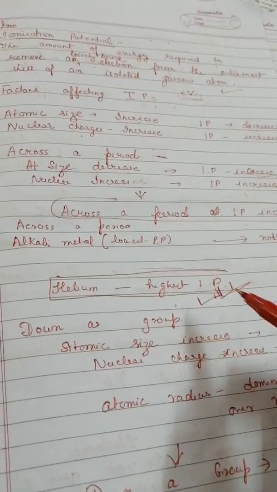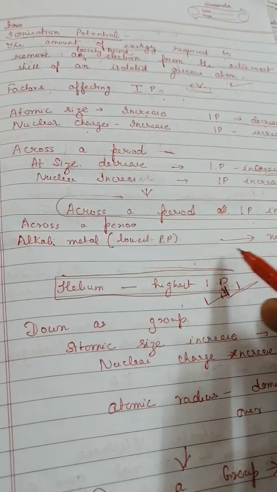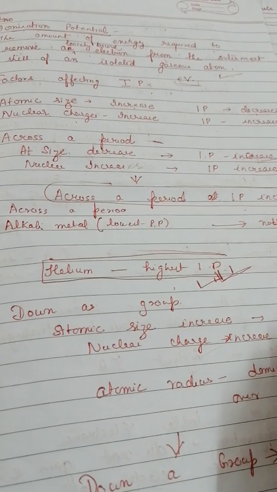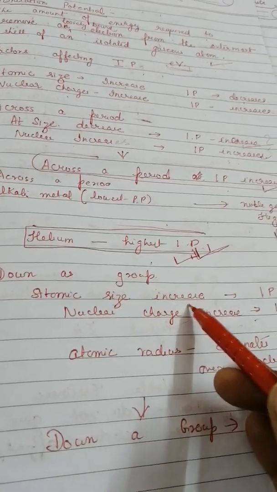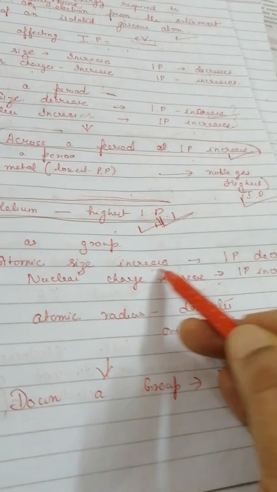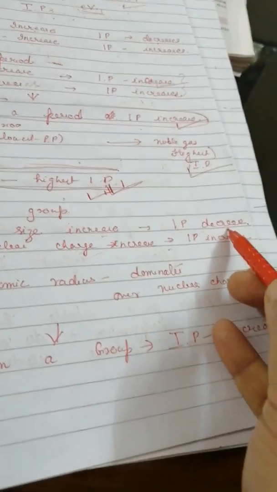So now we know that the ionization potential increases across a period. Now we are going to talk about down a group. Down a group, atomic size increases. We have already done this. So the ionization potential must decrease.